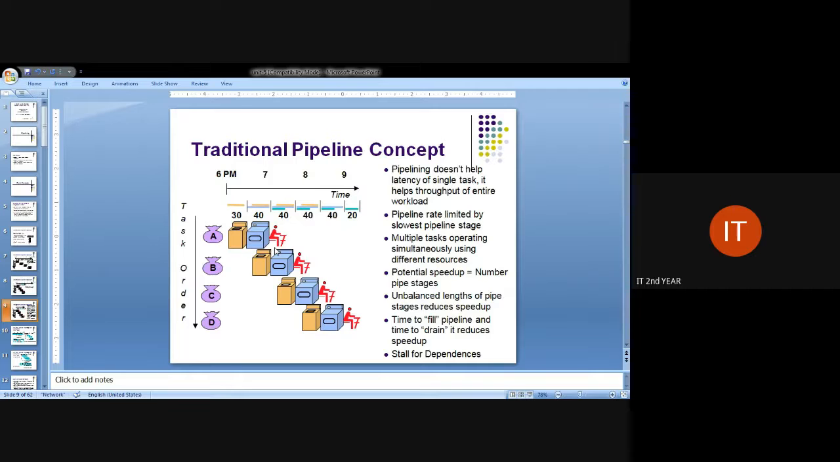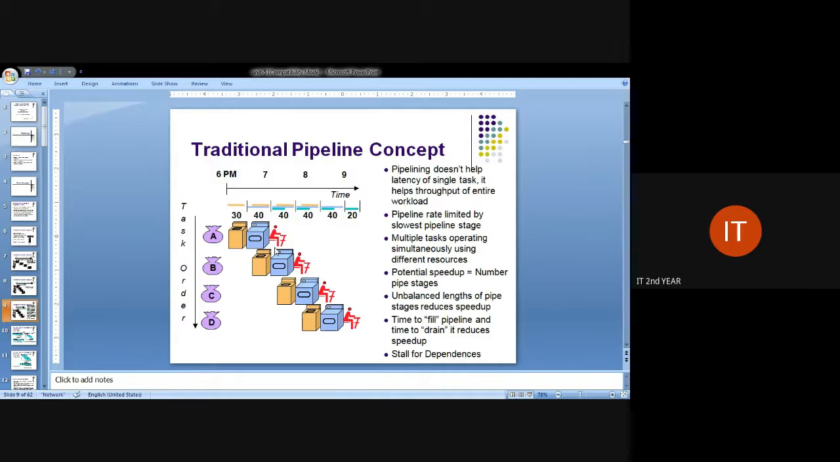So in other words, we can say pipeline does not help the latency of a single task. It helps the throughput of the entire workload. So pipeline rate is limited by the slowest pipeline stage. Also, multiple tasks operate simultaneously using different resources. So pipeline speed up we can equate with the number of pipeline stages.